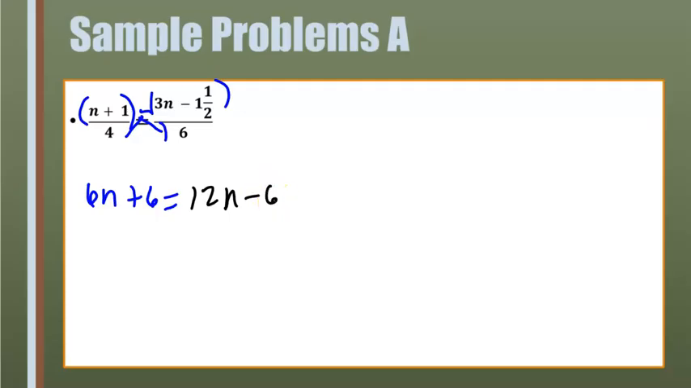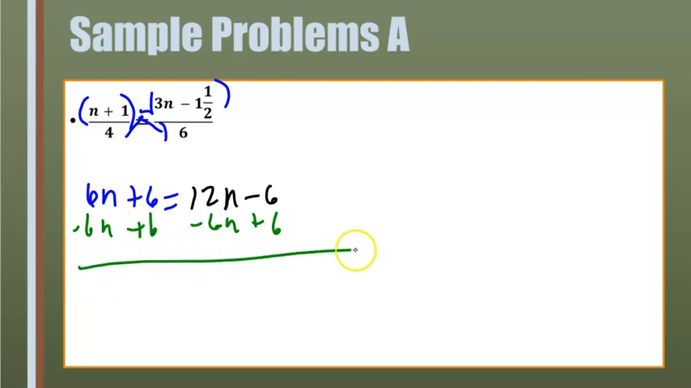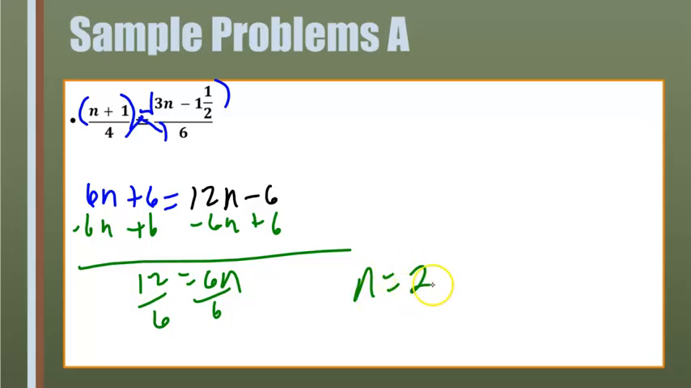Now I can get all my n's on one side. I'm just going to subtract 6n on both sides and add 6 to both sides. That leaves us with 12 equaling 6n. Divide by 6 on both sides, and n is going to equal 2. So that's our lesson on multi-step equations with variables on both sides.